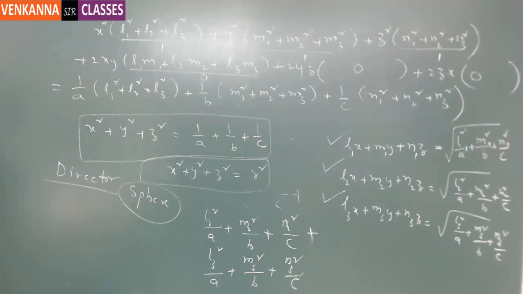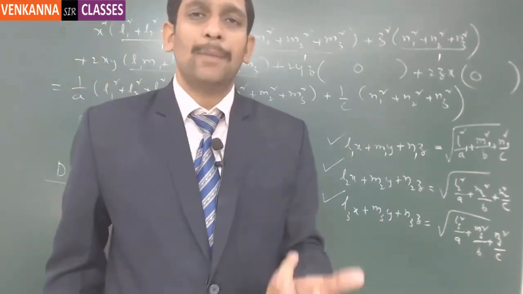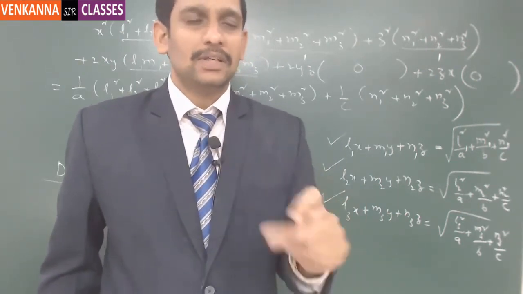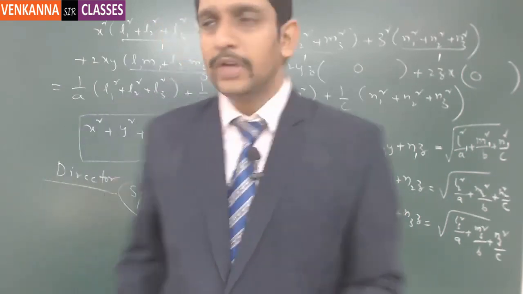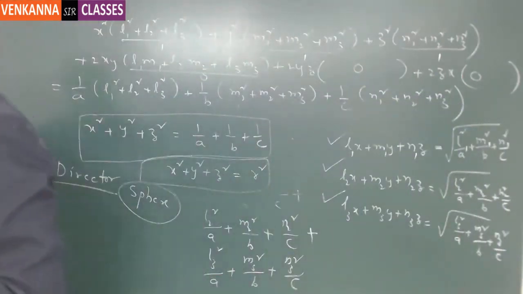So the thing we need to remember here is that the director sphere means the locus of the intersection of 3 mutually perpendicular tangent planes gives us a sphere on the conicoid. That sphere we are calling the director sphere. Okay. So this is one of the previous questions. So please take a note of that. If you are clear with this approach, I take the next one.